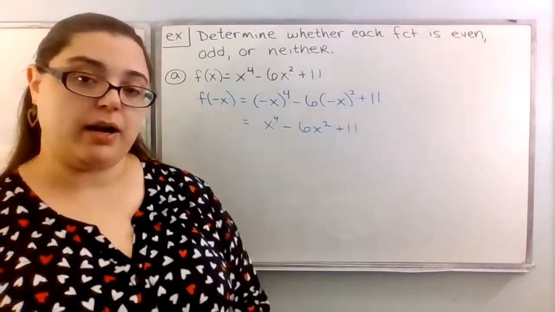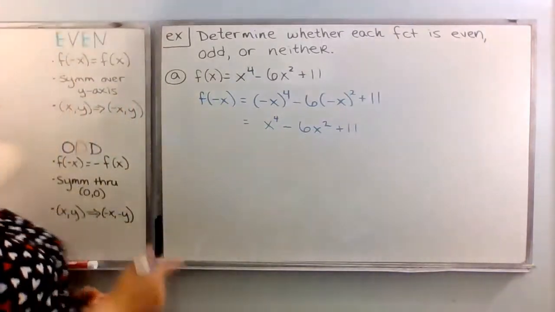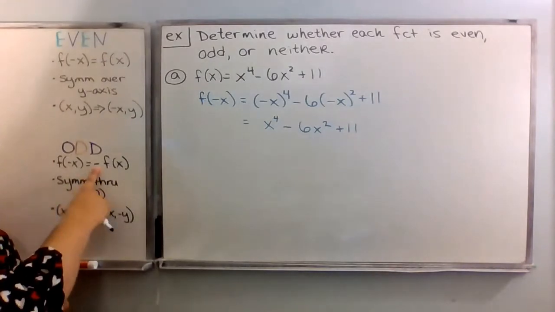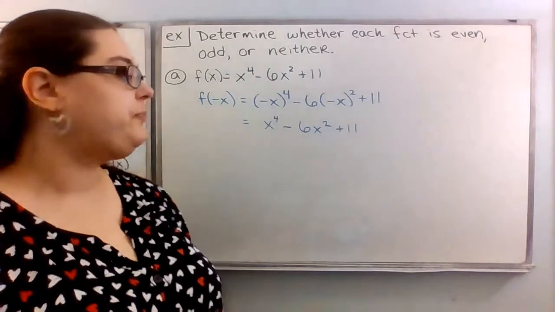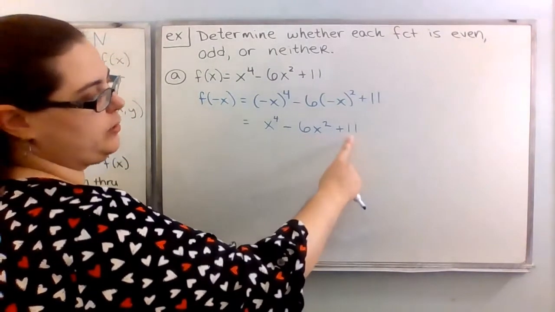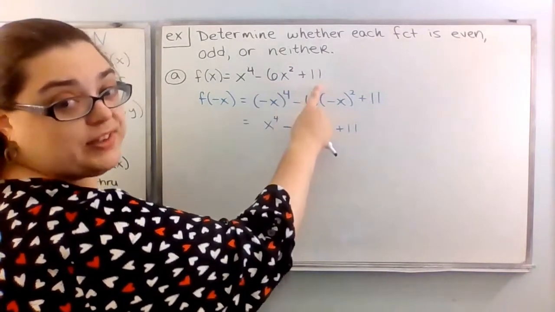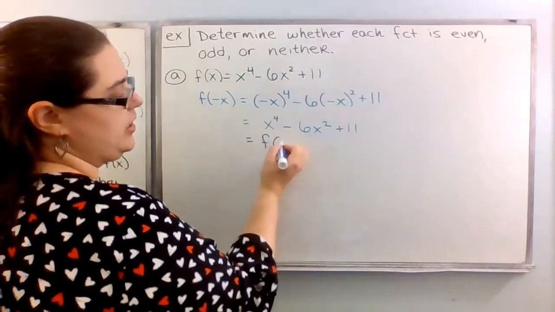Now I have to do the comparison step. Is this result the same as my original function? And if so, then it's even. Or is it the same as the oppositely signed function? In that case, it'll be odd. So here, when I compare x to the fourth minus 6x squared plus 11, I got the same function. So this is the same as f of x.